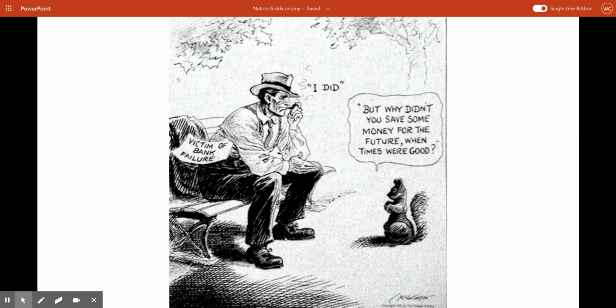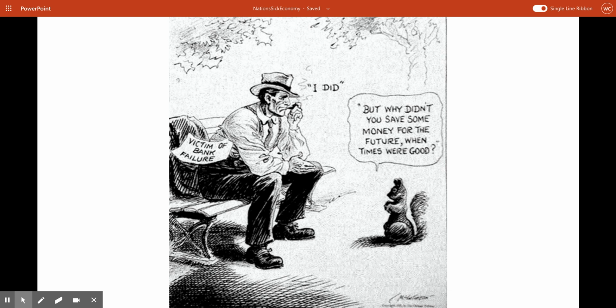Here is a fantastic political cartoon of the day from this time that really outlines how a lot of people felt about this. So you have this tiny little squirrel that comes up to the guy on a park bench, and he simply asks, "Hey, why didn't you save some money for the future? You know, when times were good, why didn't you stash it back, kind of like I do with my nuts that I find?" And the guy simply responds, "I did." Unfortunately, like the little tag says on the victim here, he was the victim of a bank failure. Through no fault of his own, he wound up losing everything that he had.